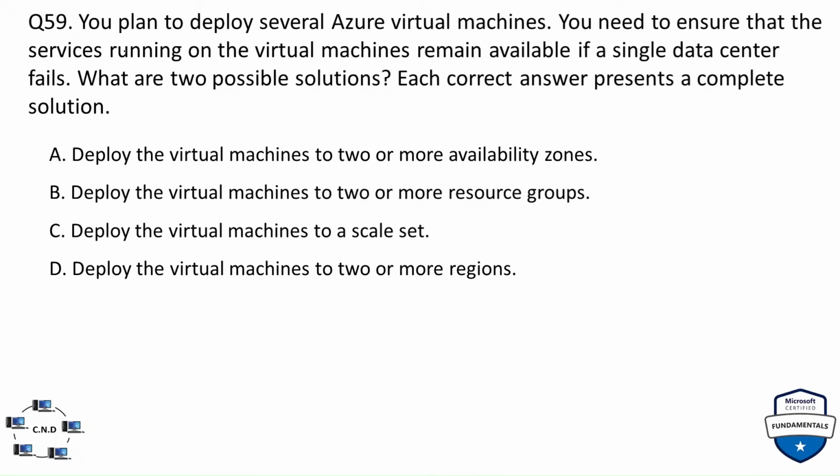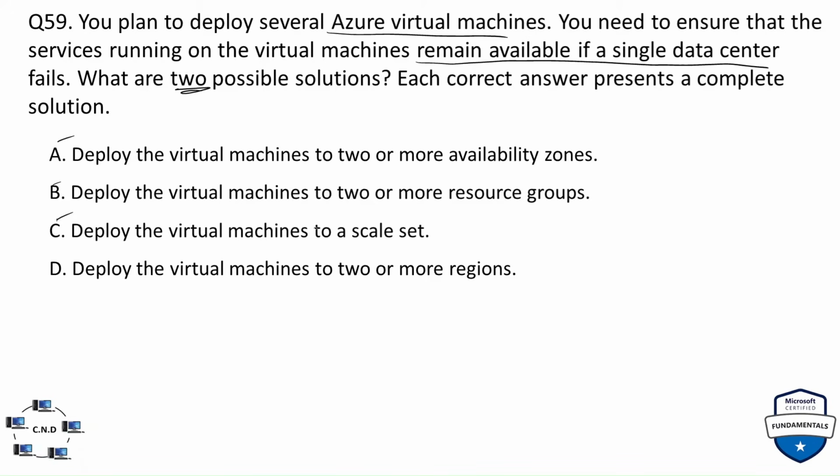Question number 59 is that you plan to deploy several Azure virtual machines. You need to ensure that the services running on the virtual machines remain available if a single data center fails. What are two possible solutions? Each correct answer represents a complete solution, and the options are A, deploy virtual machines to two or more availability zones. Option B, deploy the virtual machines to two or more resource groups.